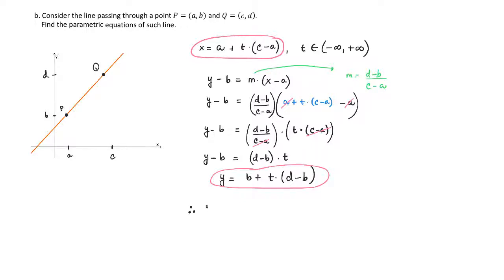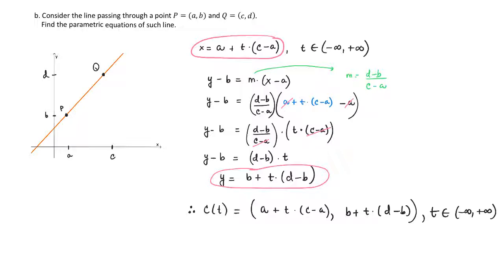So the parametrization of a line given 2 points on the line will be a plus t times c minus a, comma, b plus t times d minus b, where t happens to be between negative infinity and positive infinity. If you are willing to remember these expressions, beautiful. You can always use them. I honestly forget them. I do.